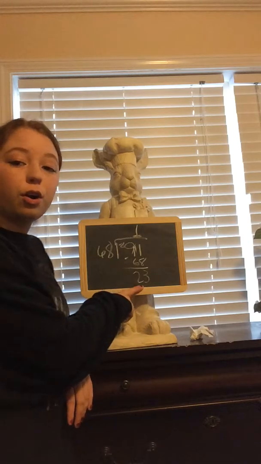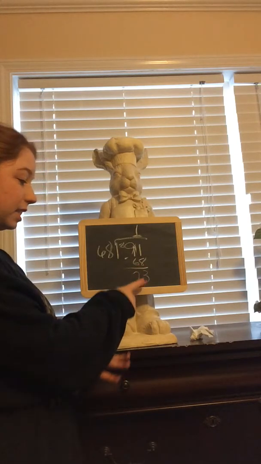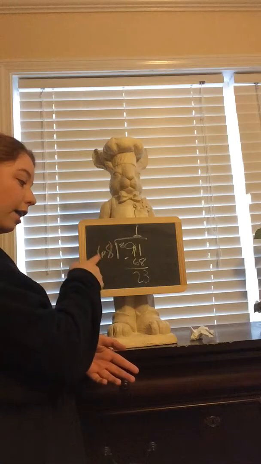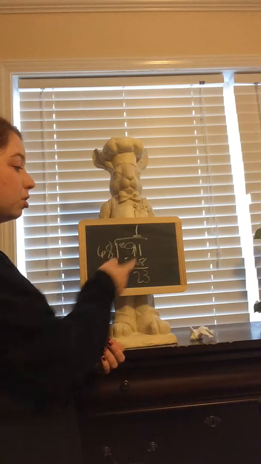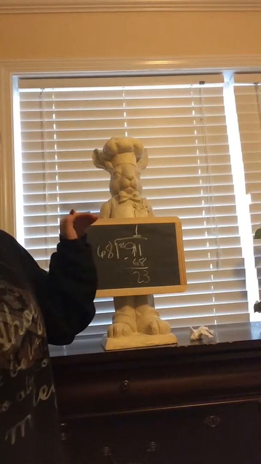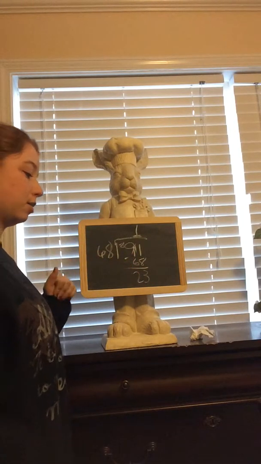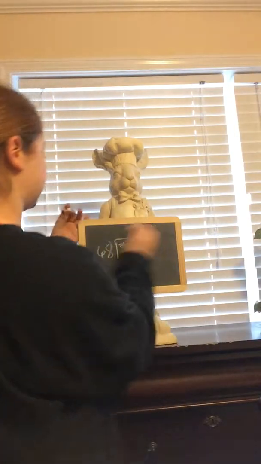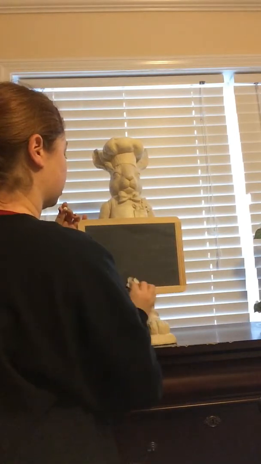If your remainder would have been 69 or 70, just a higher number than 68, then you need to check your multiplication up here because you did it wrong. Your remainder has to be less than your divisor. So let's check this answer and see what we get.